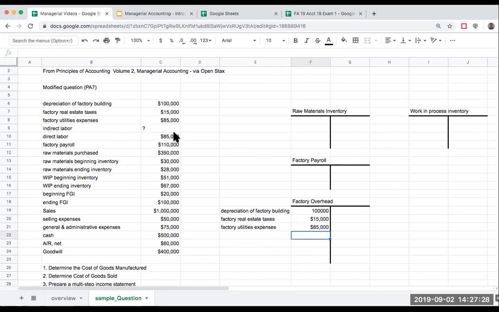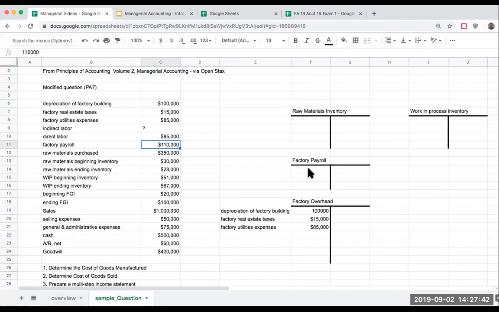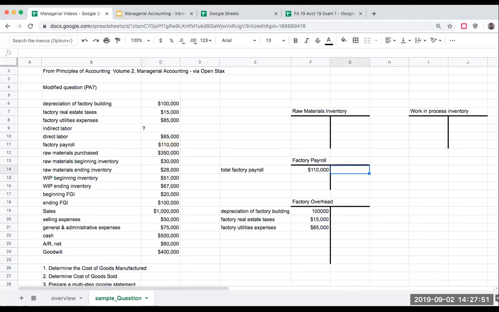Okay. The next part right here is giving me factory payroll of $110,000. If you've seen how I've done this question earlier, what we're doing is putting the total factory payroll right over here, much like we would do an expense. So my total factory payroll is going to go right here at $110,000. Now, what's going out of this? It's going to be direct labor, which in this case it tells me is $85,000.